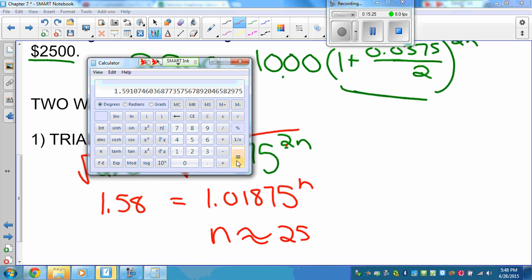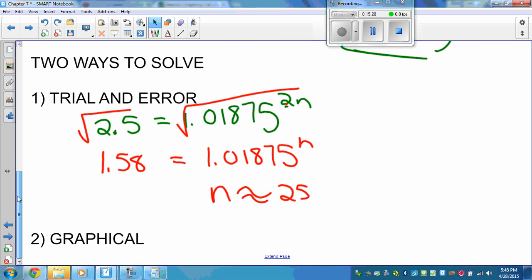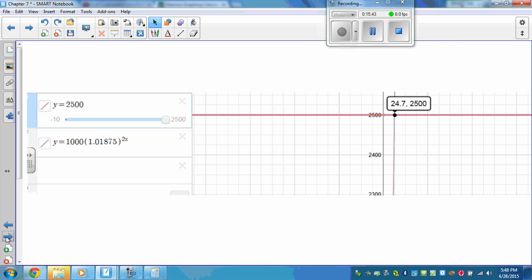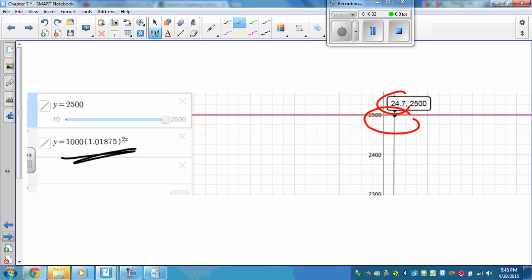And if I had more time, I could keep trial and error until I got as close as I can. But probably the easiest way to do this question is graphically. So what I'm going to do is I'm going to actually set up both sides of the equation on a graph and find where it intersects. So that's what I did here, is I graphed 2,500 on one side and 1,000 times 1 plus 0.0375 divided by 2. That's what this side is. So I graphed both sides and I saw exactly where they intersected. I had to do some crazy zooming and I saw they intersected at 24.7. So that's how many years it would take in order for that to happen.